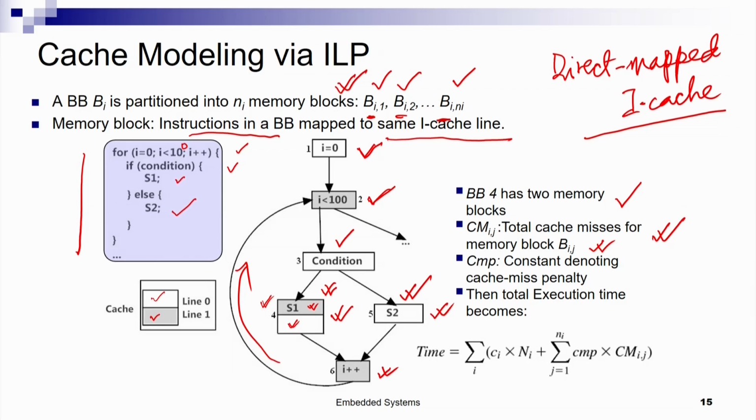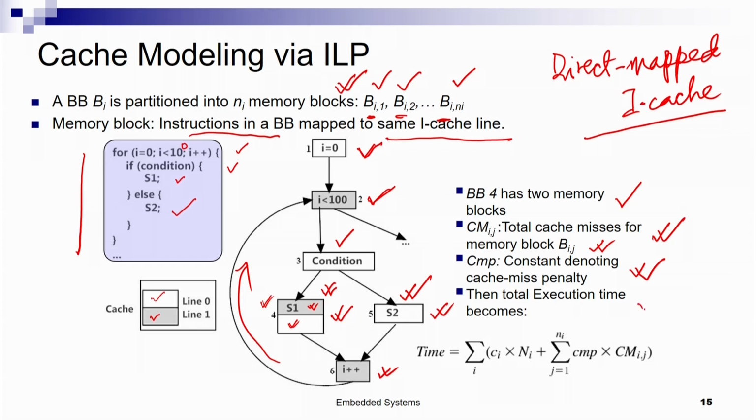What is CMij then? CMij is the number of cache misses for the jth memory block of basic block i. Bij is the jth memory block of basic block i. Let CMP be a constant, for simplicity, denoting the cache miss penalty. So, we are considering the average cache miss penalty, and for each such cache miss, the average penalty is CMP.